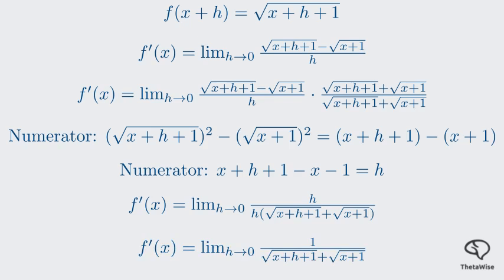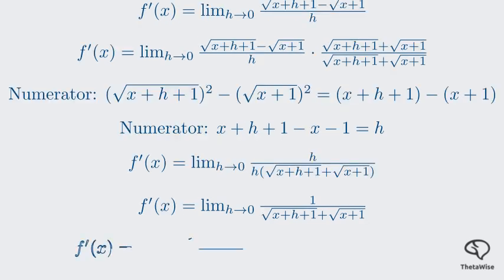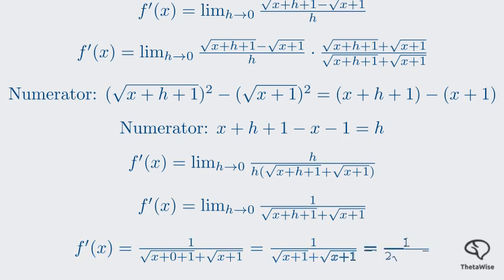Finally, we can substitute h equals 0. This gives us 1 over the square root of x plus 1, plus the square root of x plus 1, which simplifies to 1 over 2 times the square root of x plus 1. We have successfully found the derivative of the square root function.